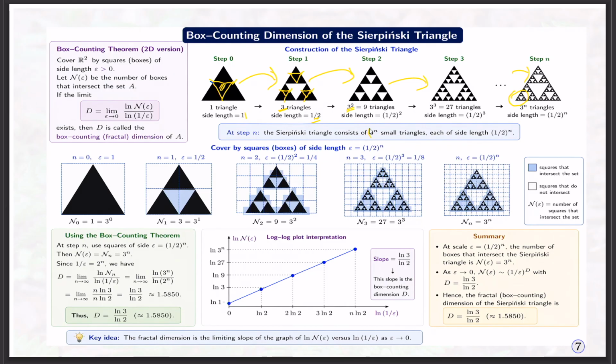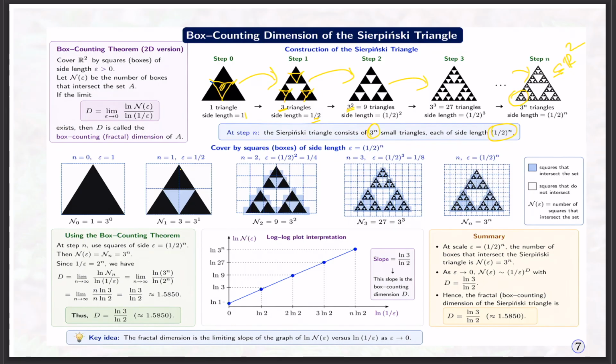So after the nth iteration we will get 3 power n triangles of side length 1 by 2 power n. Now this Sierpinski triangle is embedded in R power 2. Now you can see, if you take n equal to 0 and epsilon equal to 1, then we need only one box of side length 1 which covers the triangle. Now you can take n equal to 1 and epsilon equal to 1 by 2. We need 3 boxes to intersect the Sierpinski triangle.